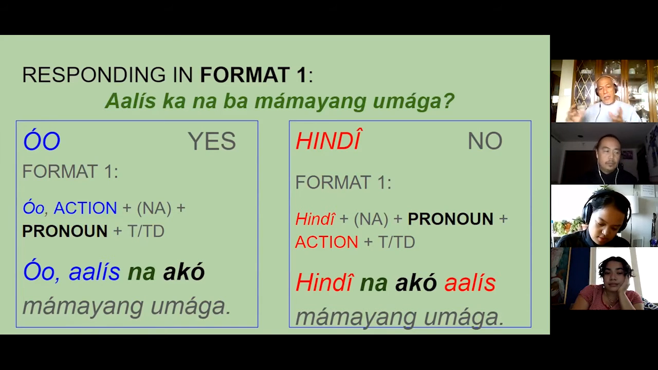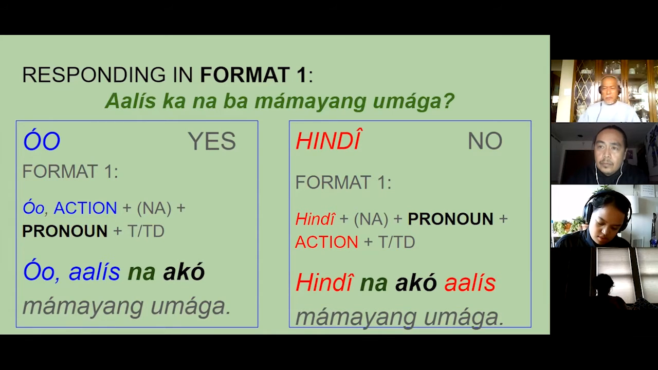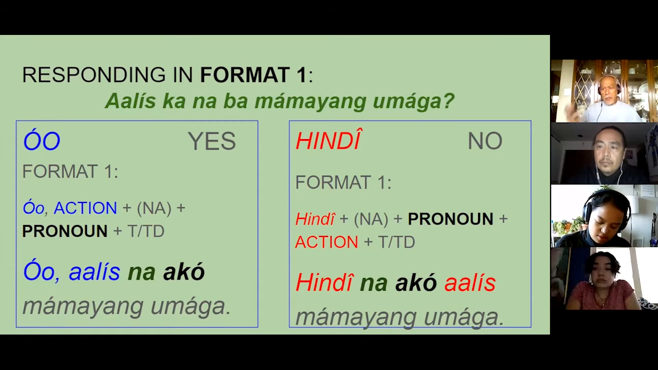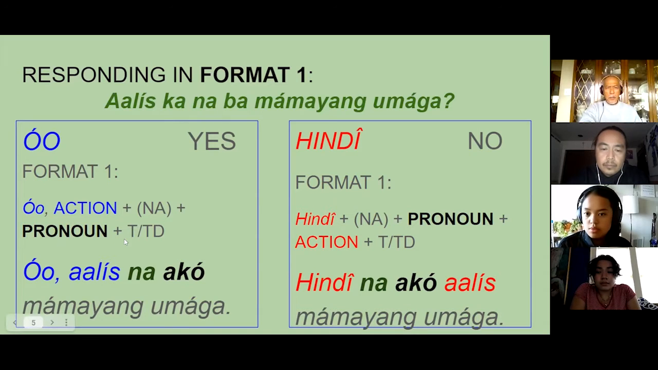Yes, I am leaving tomorrow morning. That is sometimes, but very rare. You say tomorrow morning, yes, I am leaving. But of course, the proper format would be to answer yes or no before you say what time. So there you go. This is the format for a yes answer. Yes, action pronoun. Okay. Oo, action pronoun.